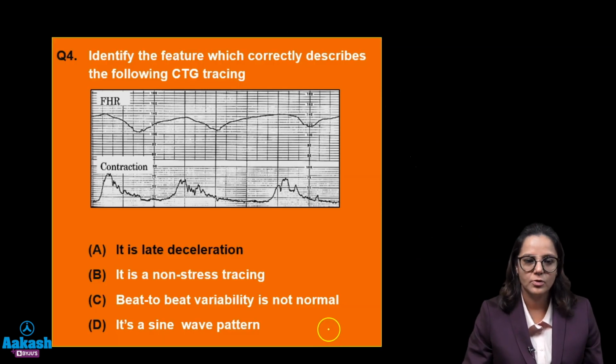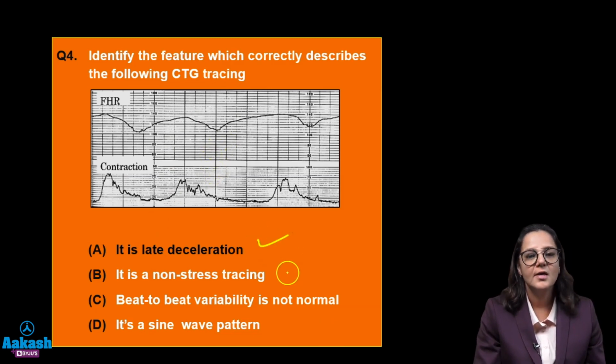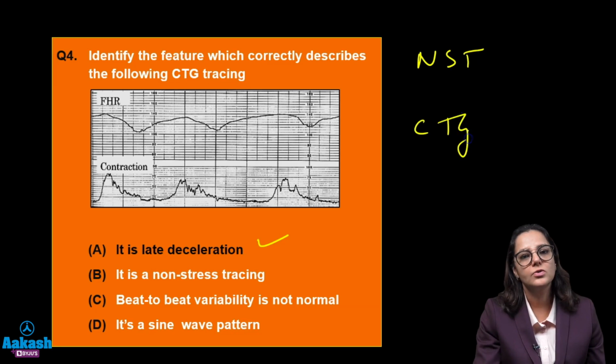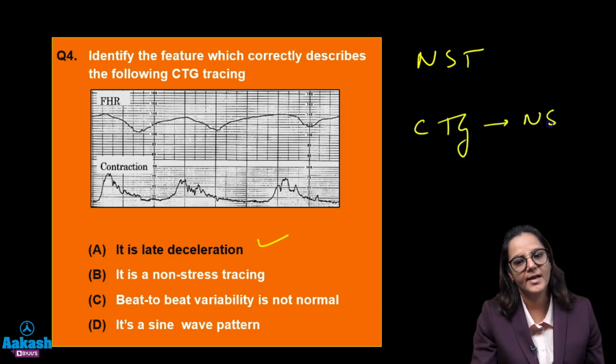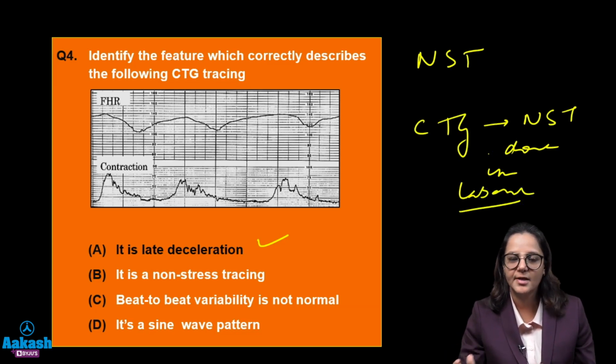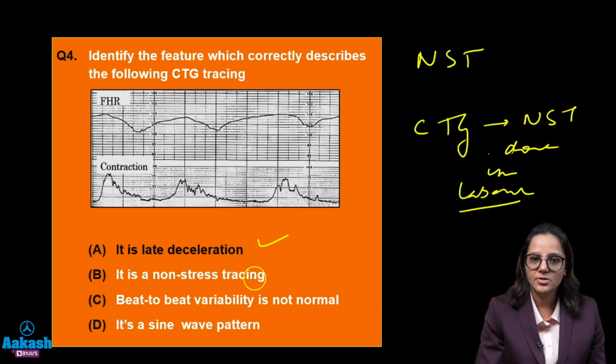So coming back to the question, which correctly describes the CTG trace. Is it a late deceleration? Yes, it is a late deceleration. Is it a non-stress tracing? What is the difference between the NST and CTG? So CTG is nothing but NST done in labor. So what is labor doing? Labor is adding contractions to the fetal heart rate trace. It is putting the fetus in stress. Okay. So is it a non-stress tracing? No, it is a stress tracing, and it is CTG.